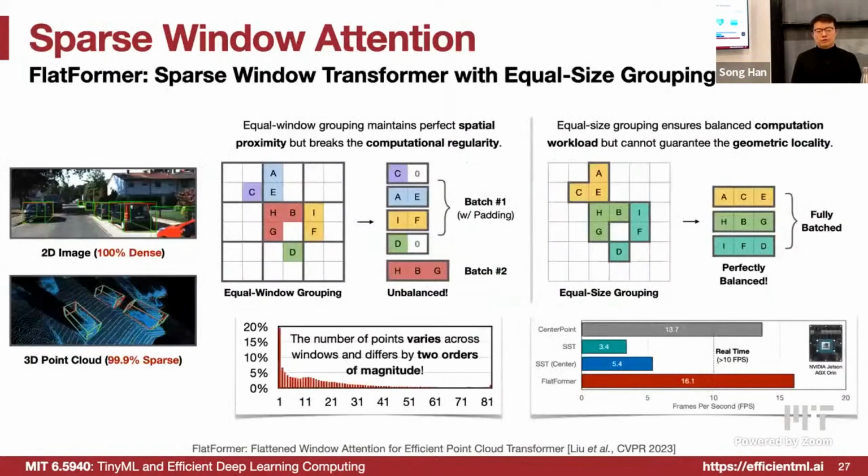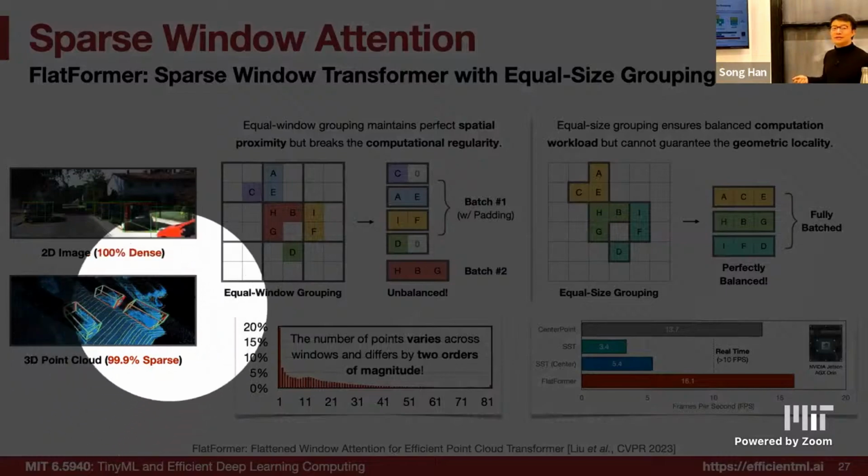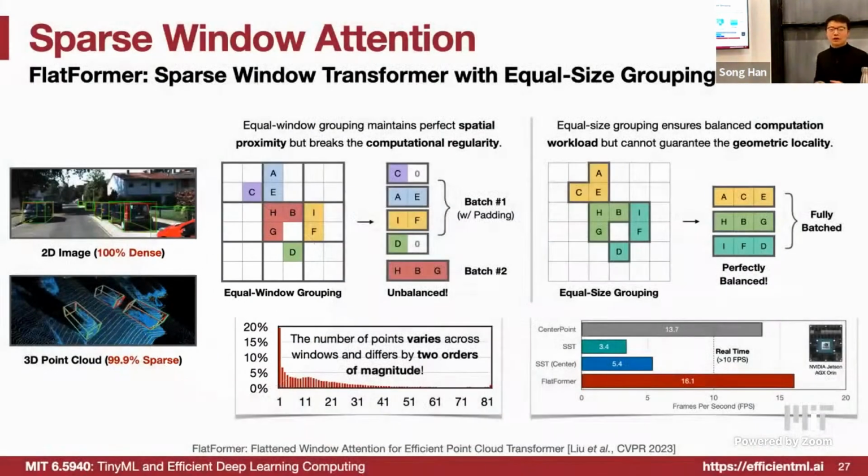So are all the windows useful? Actually, it's not the case. Sometimes sparsity can also help. Not all the windows are useful. We can safely discard a lot of windows, especially in point clouds. Actually, 99.9% of the voxels are sparse. There is no object, like right here, there's no object. So the spatial sparsity is pretty high.